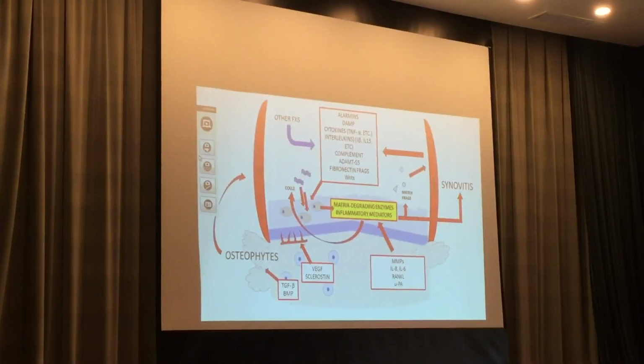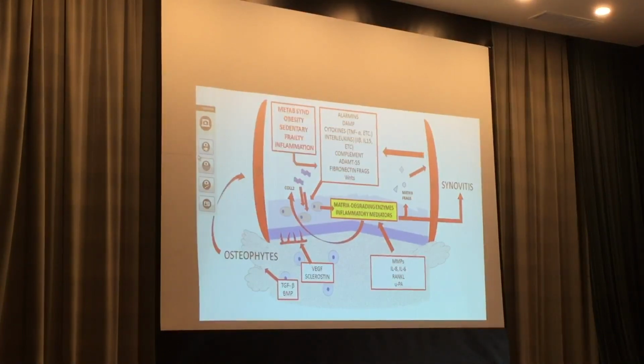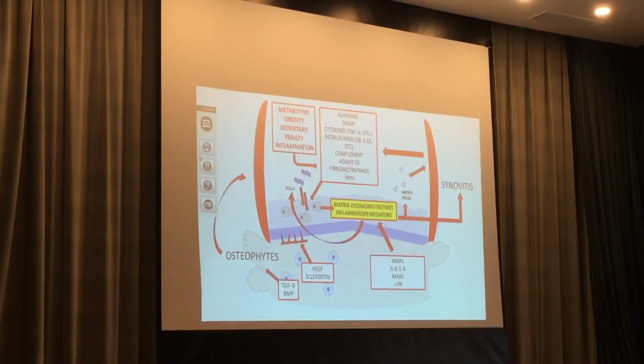Now, we said that there were some other factors which could also result in the release of these evil signaling molecules and complement and so forth into the synovial space. So what are these other factors? Well, these other factors include the metabolic syndrome, insulin resistance, obesity, a sedentary lifestyle, frailty and disuse, and chronic systemic inflammation from any source.